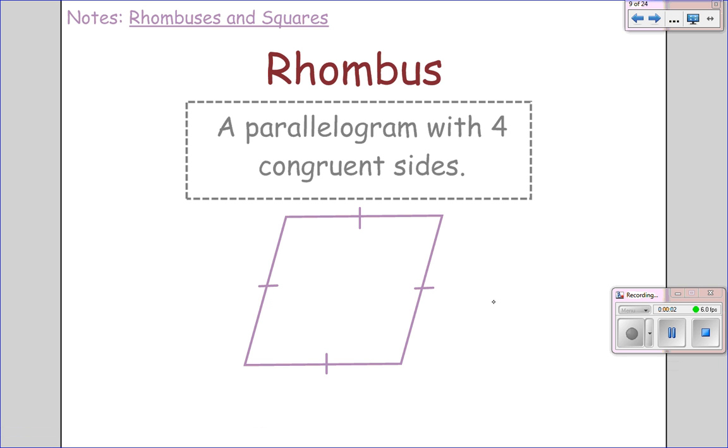In this video, we'll be looking at the rhombus and the square. To begin with, the rhombus is a parallelogram with four congruent sides. So all four sides are congruent. Notice it says nothing about angles. Also, pay close attention that it says it's a parallelogram. So once again, everything that's true about a parallelogram will also be true for a rhombus.